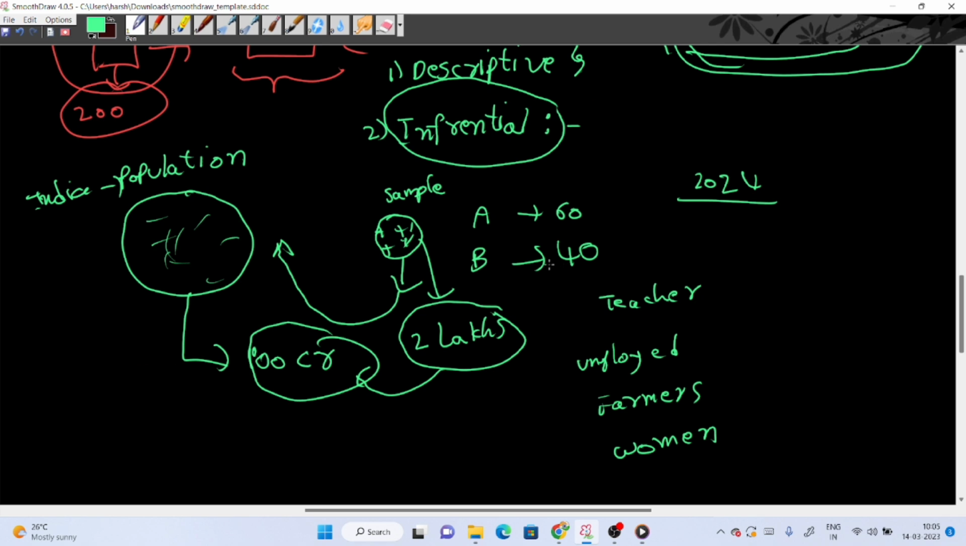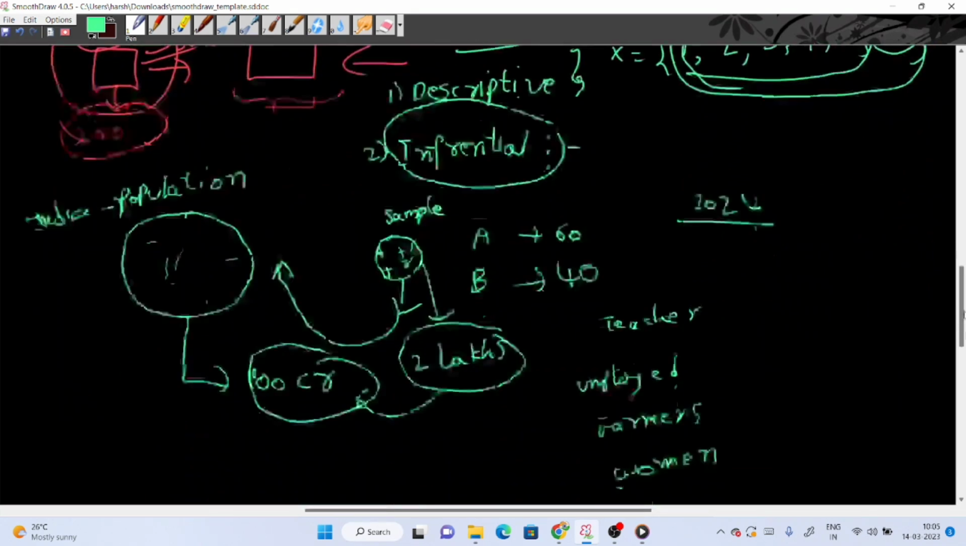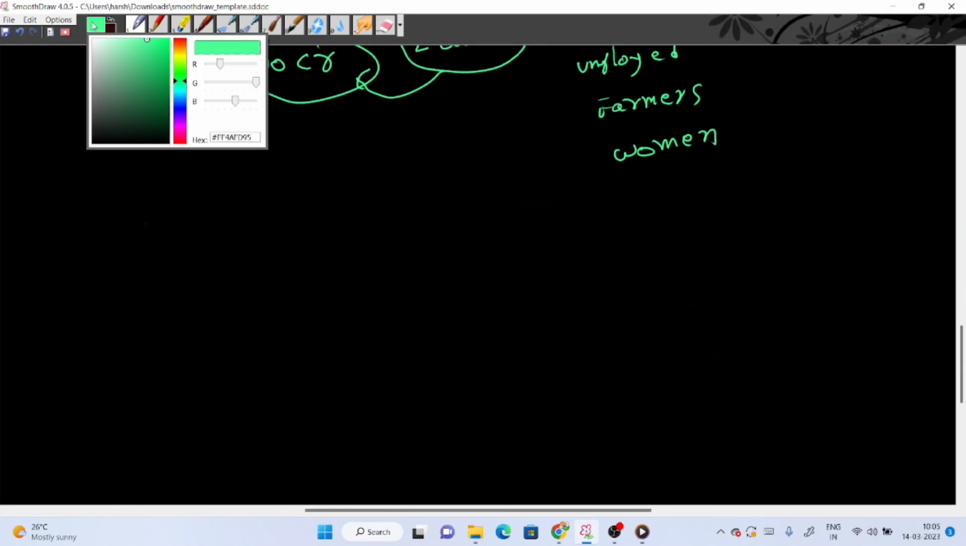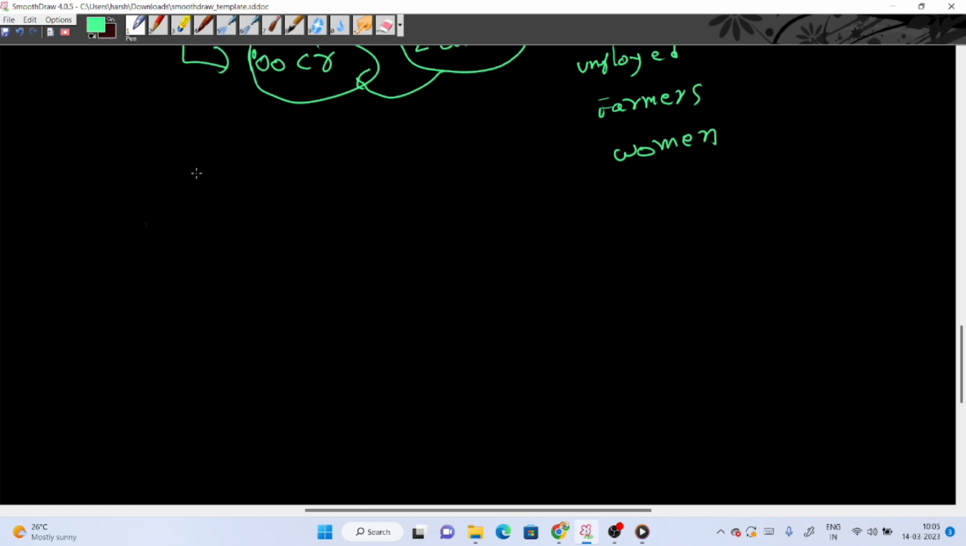I will discuss this with you in further videos, but as of now, this is the simple explanation of how this will work. So after this, we can go to the next concept called types of data. In these types of data, we can see what are the types of data available and what are the calculations we can do.